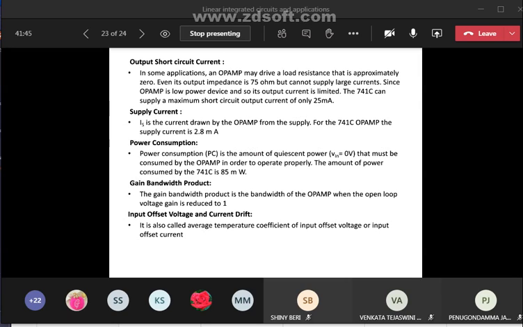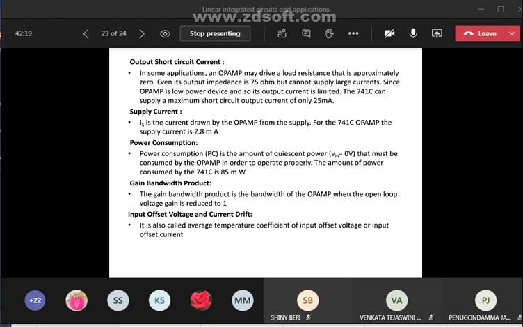Supply current is the current drawn by the op amp from the supply. For the 741 op amp, the supply current is 2.8 milliamperes. They are the typical values. Power consumption is the amount of quiescent power that must be consumed by the op amp in order to operate properly. Here it is 85 milliwatts.